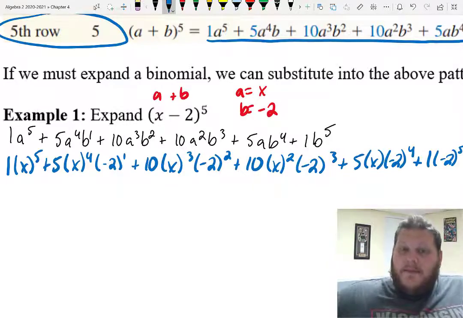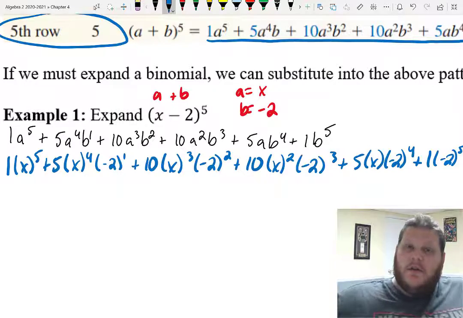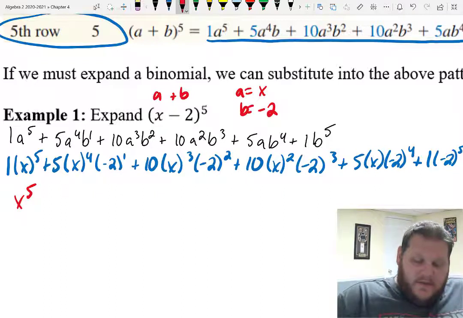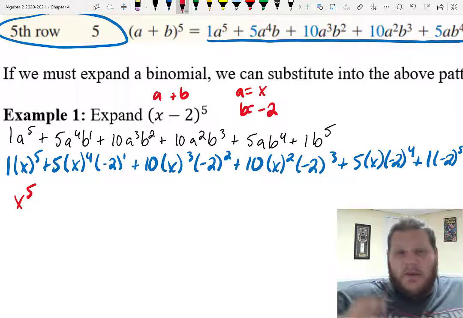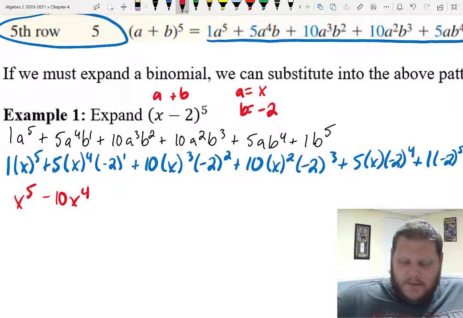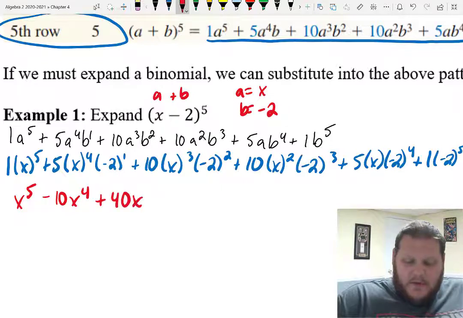So once I have that substitution done, now it's just order of operations, just kind of simplifying stuff down as far as we can. So 1 times x to the 5th, well, that's just x to the 5th. And here you just have to be careful with your exponents, especially on your numbers here, because it's negative 2 that you're plugging in. So negative 2 to the 1st power is just negative 2, times that 5 gives me a negative 10 x to the 4th. And I just keep doing that. For my next term, I've got negative 2 squared is a positive 4, times that positive 10 makes it a positive 40 x cubed.